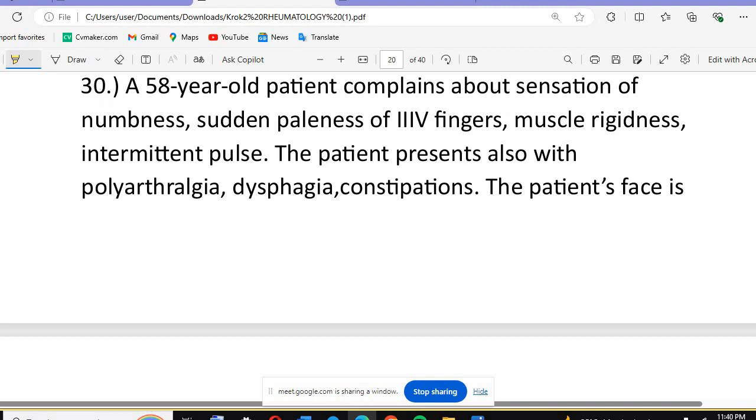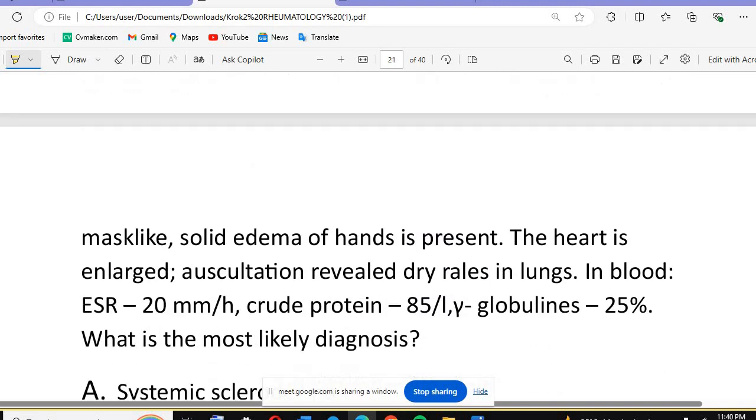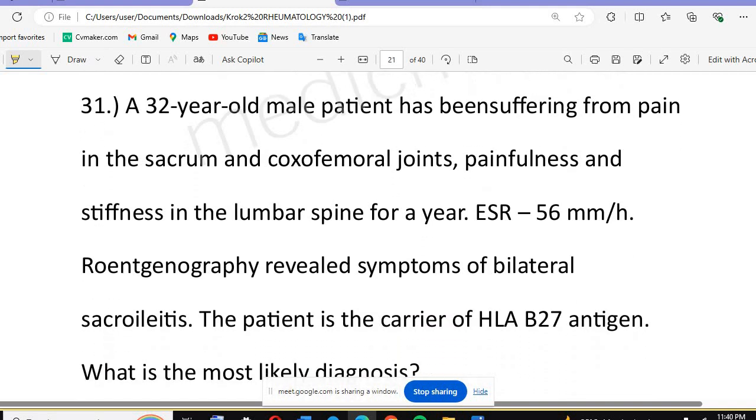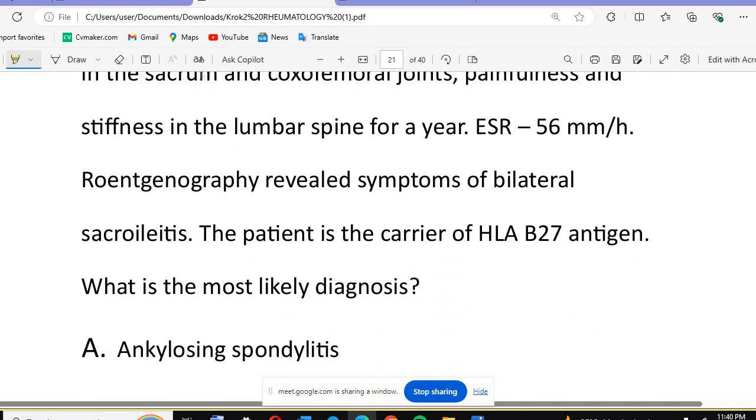Then you can see there is a numbness of the fingers, intermittent pulse. I think Raynaud's phenomenon they are talking about. Okay, this is the scleroderma. Raynaud's phenomenon would be there. The HLA-B27 sacroiliitis. So this is the ankylosing spondylitis.